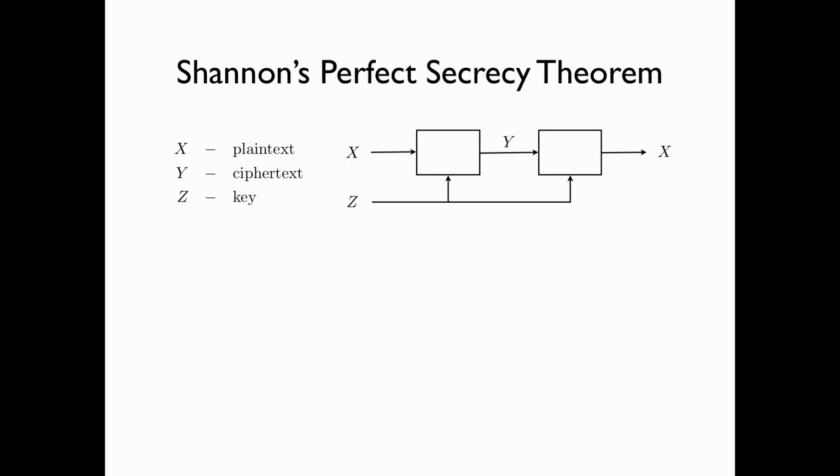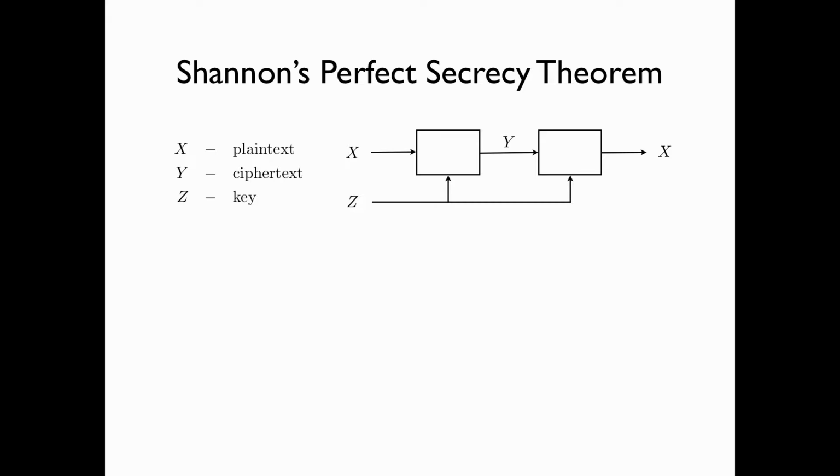Next, we are going to study a result called Shannon's perfect secrecy theorem, which is a very important result in cryptography. In this system, X denotes the plain text, which is a message that we want to transmit in secrecy. Y denotes the ciphertext, that is, the encryption of the message.